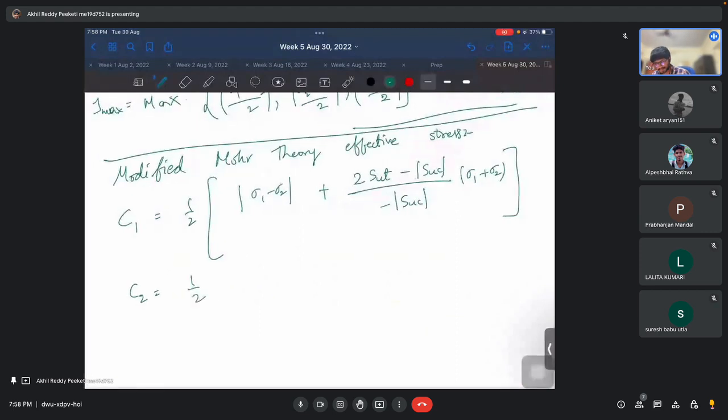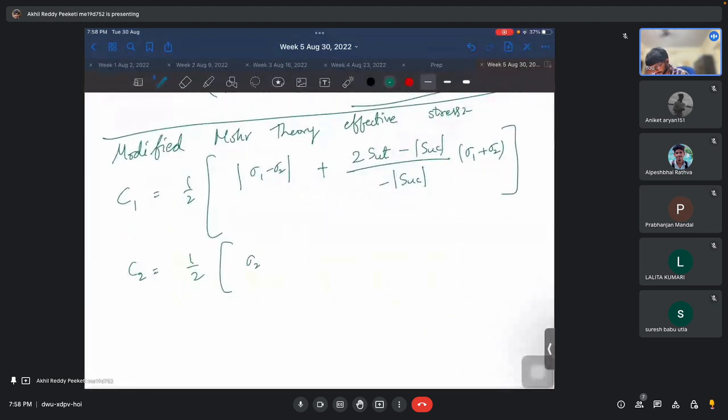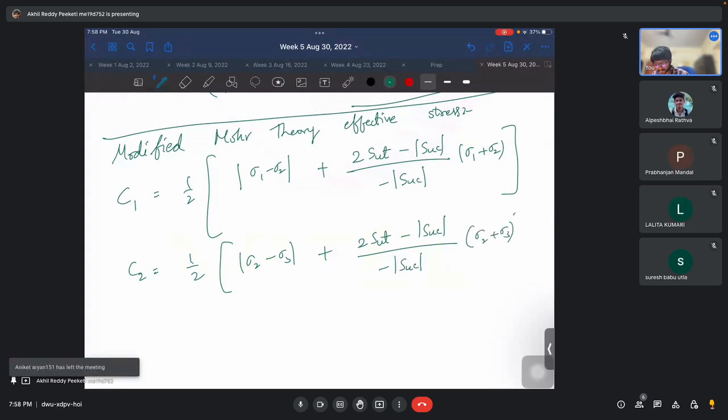So C2 would be sigma 2 minus sigma 3 plus 2 SUT minus SUC into sigma 2 plus sigma 3. These formulas you would find in the textbook also.